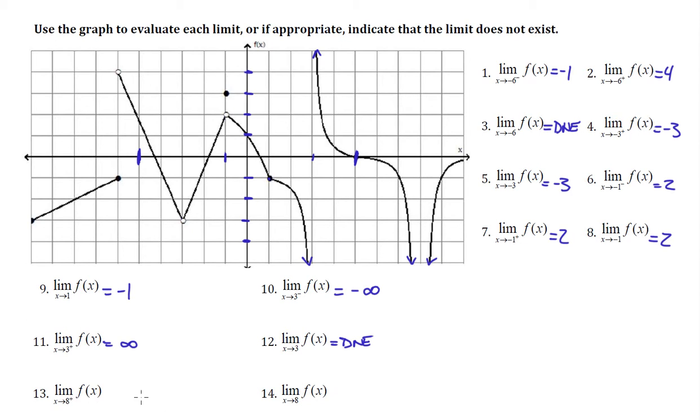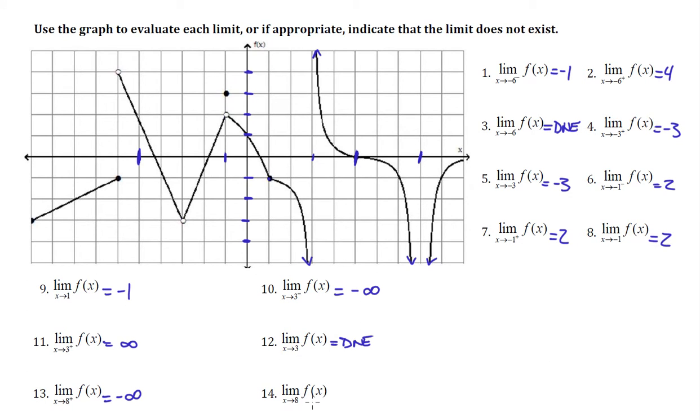Okay? For 13 here, as x approaches 8, 5, 6, 7, 8, that's this right here. As x approaches 8 from the positive side, so here's 8, the positive side, find the graph. This is going towards negative infinity.